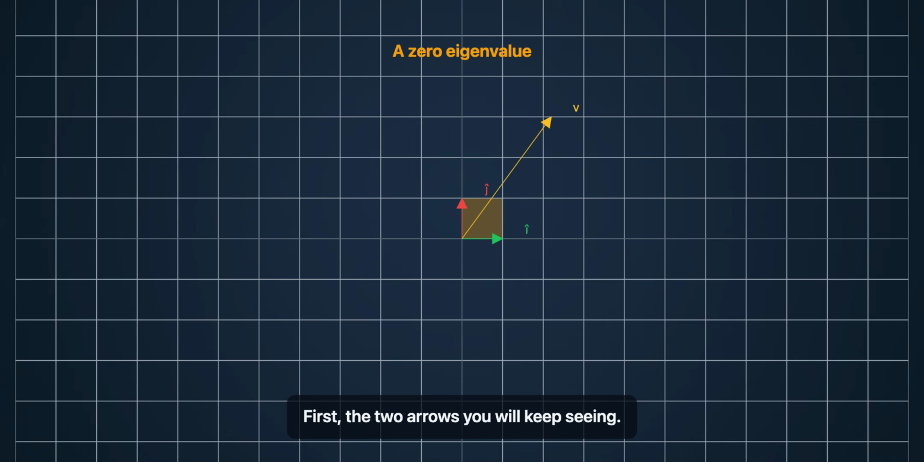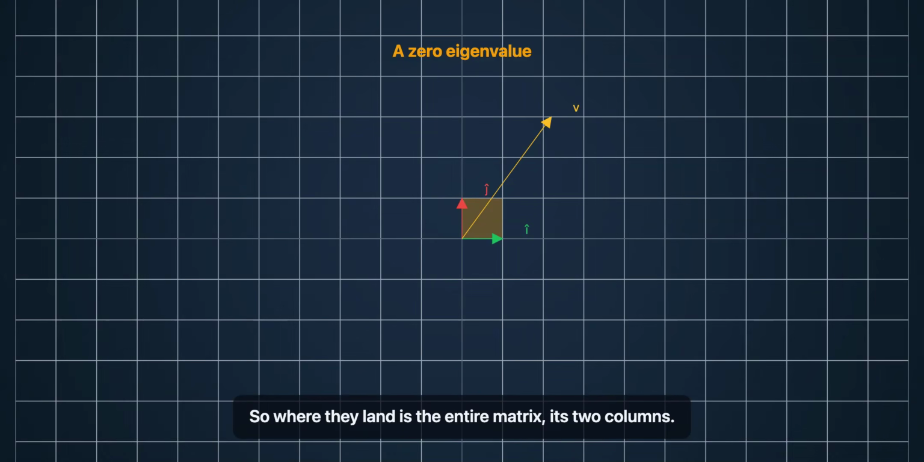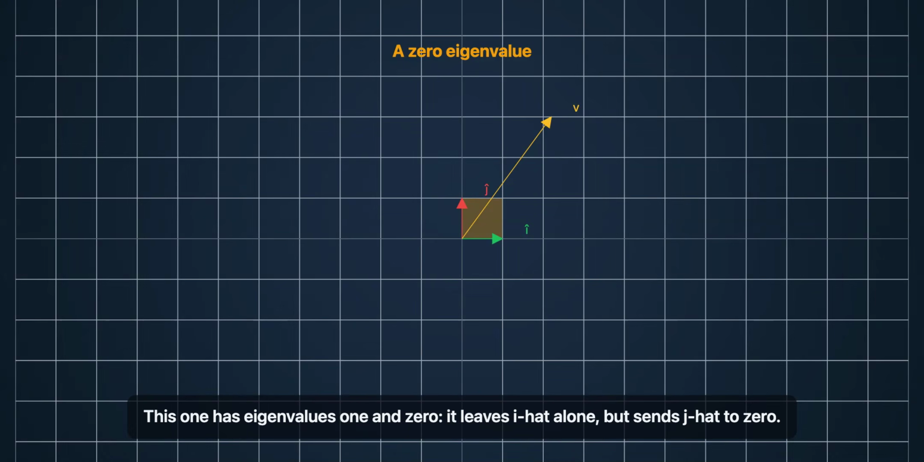First, the two arrows you will keep seeing. I hat is 1 step along x. J hat is 1 step along y, and every vector is built from these two. So where they land is the entire matrix, its 2 columns. This one has eigenvalues 1 and 0. It leaves I hat alone, but sends J hat to 0.